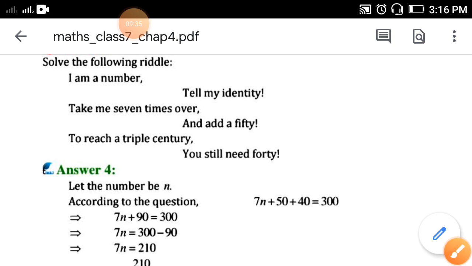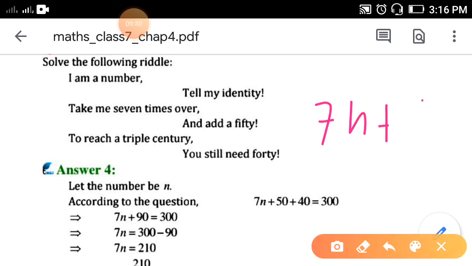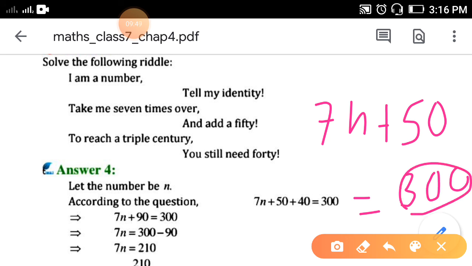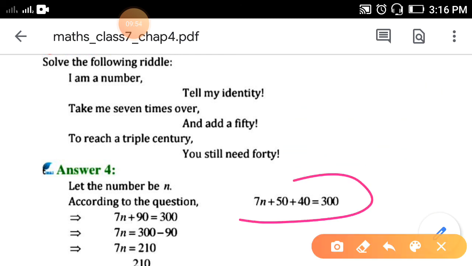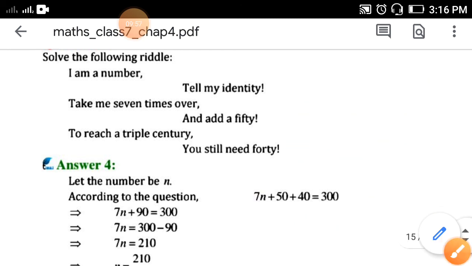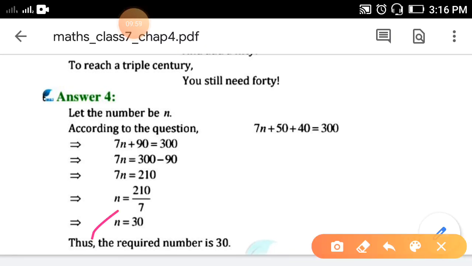So it means 7n plus 50 is equal to triple century. It means 300. To make this equation equal, you still need to add 40 in this given equation. Okay, so this is the equation. Solve it. So the value of n is equal to 30. So what is the required number? It is 30.